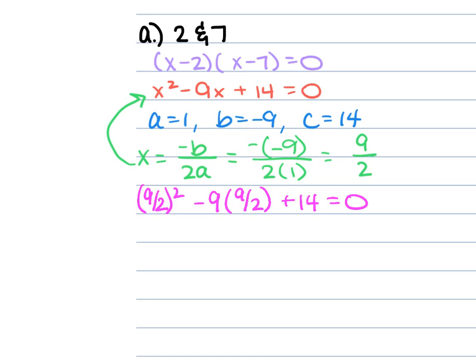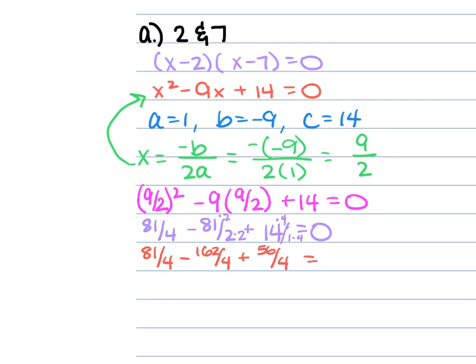The 9 over 2 squared is 81 over 4. The negative 9 times 9 over 2 is negative 81 over 2. And then you have that 14. In order for you to add these, you need like denominators. So the 2 is going to have to multiply by 2, which means 81 gets multiplied by 2. The 14 is 14 over 1. You multiply it by 4, top and bottom, and you'll get your like denominators. So this is going to be 81 over 4 minus 162 over 4 plus 56 over 4 is equal to 0.